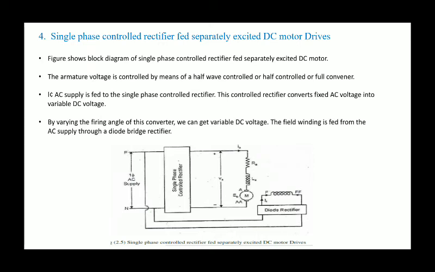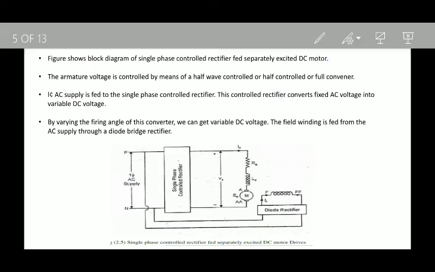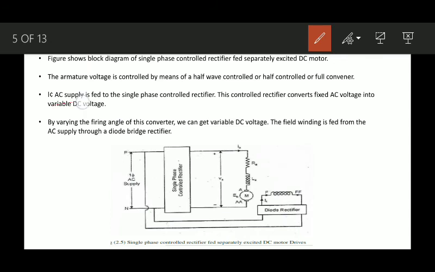Single phase AC supply is fed to the single phase controlled rectifier. The controlled rectifier converts fixed AC into variable DC voltage. This fixed AC voltage can be converted to variable DC voltage by use of this controlled rectifier. By varying the firing angle of the converter, we will get variable DC voltage.